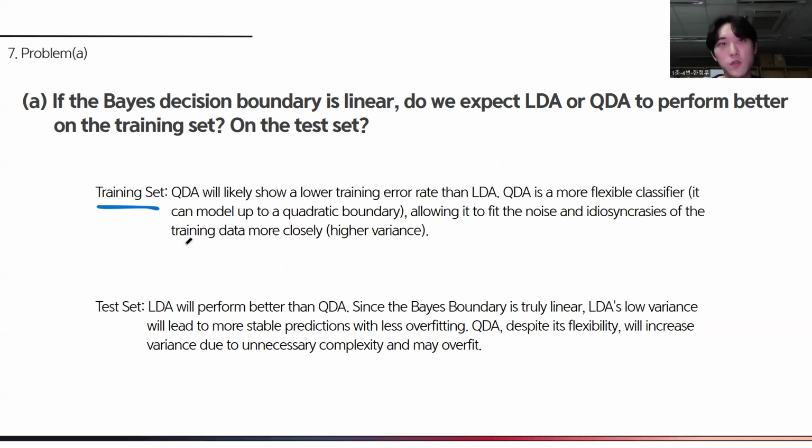On the training set, QDA is more flexible than the linear LDA. QDA will better optimize for the training data, modeling more of the noise and outliers, and thus achieve a lower training error rate. On the test data, LDA will show better performance than QDA. Since the true Bayes decision boundary is linear, using the low-variance LDA model will yield more stable predictions with less overfitting.